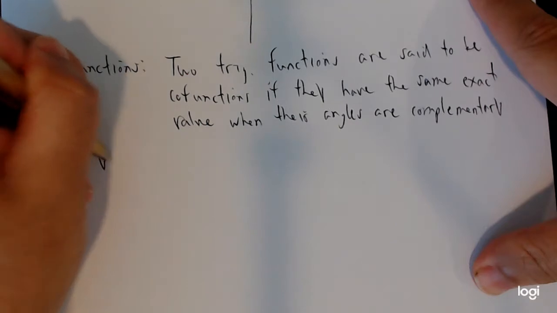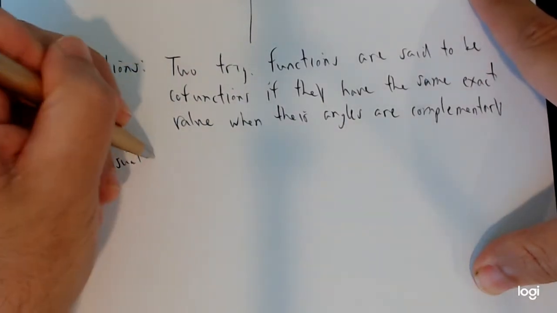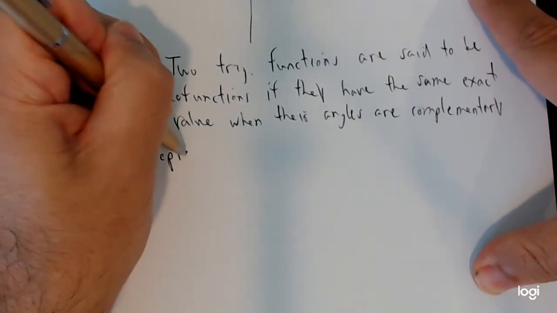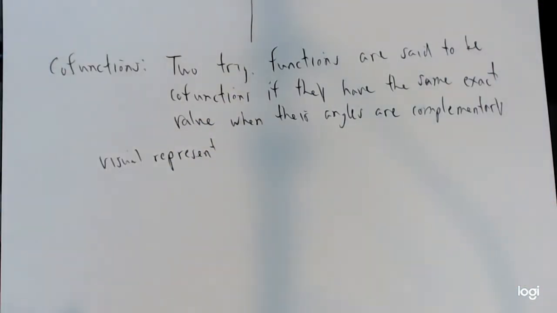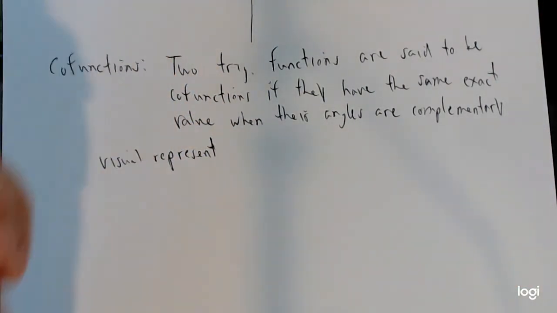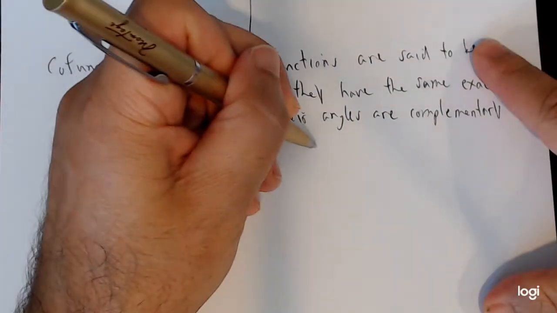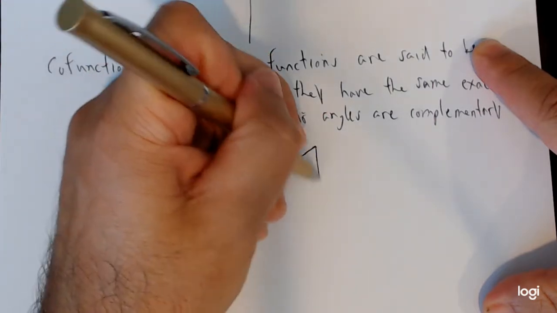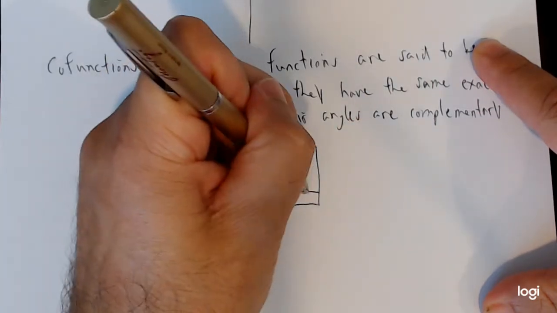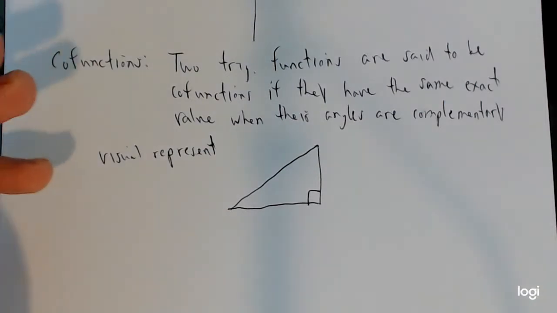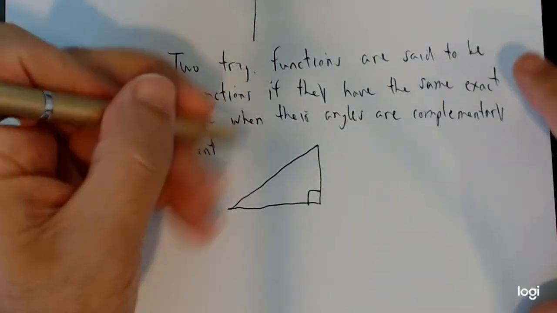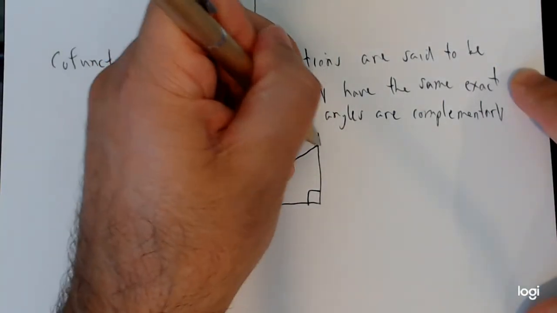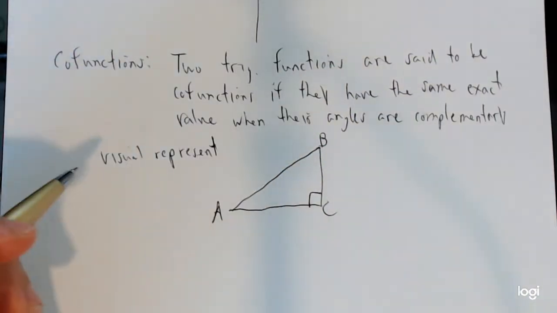So this is kind of like a visual representation. As I've mentioned, I actually like to show things visually. To me, if I could draw something and make sense of it visually, the problem totally makes sense then. So the way we're going to discover our cofunctions is this. I'm going to just draw a right triangle. And why am I drawing a right triangle? Because trig functions rely on right triangles. If I don't have a right triangle, I can't use trig functions, okay?